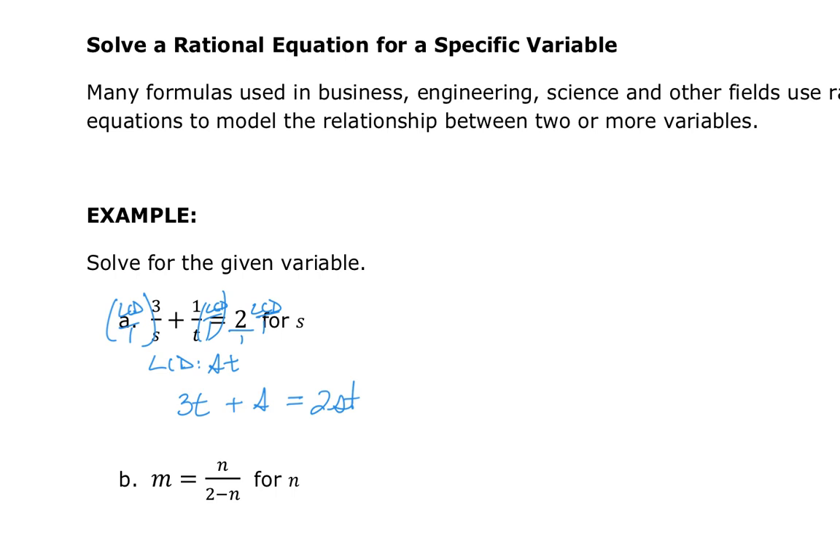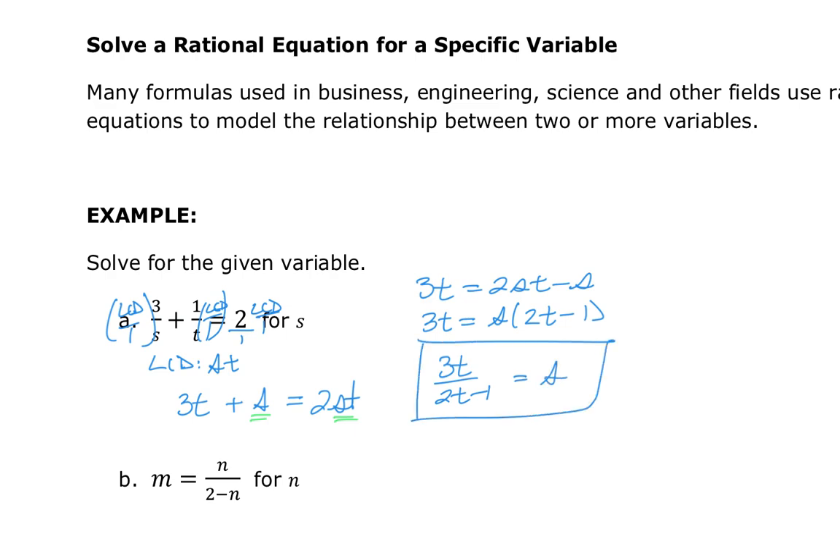Now any t or any s, which I'm solving for here, need to go on one side of the equal sign and everything else needs to go on the other. I'm going to choose to subtract s from both sides, so I'm going to have 3t is equal to 2st minus s. I'm going to factor an s out of these two terms so I can isolate it. So I have 3t is equal to s, 2t minus 1. Now I'm going to divide both sides by the 2t minus 1 because that way I can isolate for my s. So I have 3t over 2t minus 1 is equal to s, and I have solved for that particular variable.